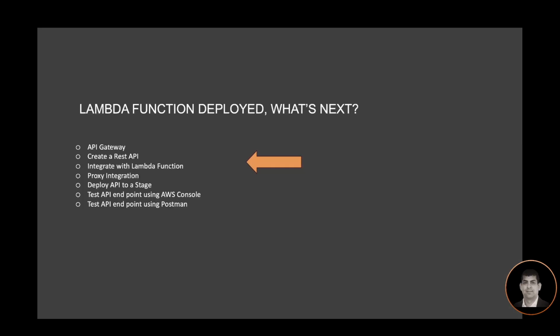So Lambda function is deployed. We have validated it in the AWS console. What's next? So now we'll go to API Gateway, create a REST API. We'll integrate with Lambda function. I will use the proxy integration, deploy the API to a stage. We'll test the API using AWS console, and then we'll test the API endpoint using Postman.